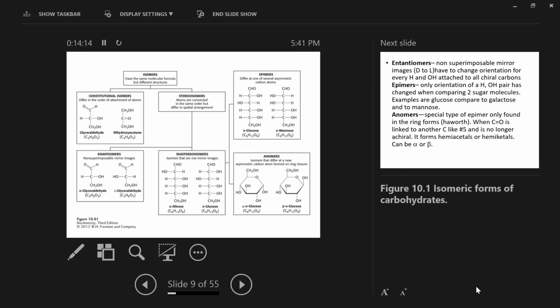Now, we'll also look at isomers when you go from a ring to a ring form, and we'll learn how to make the ring. The only difference between alpha and beta D-glucose is what's happening at position 1. If the carbon hydroxyl is pointing up, then it's beta. If it's pointing down, it's alpha, but otherwise everything else is the same.